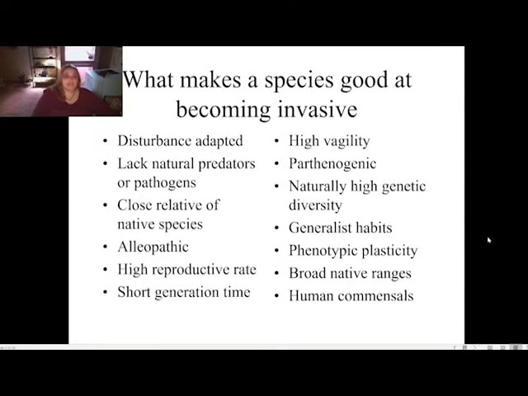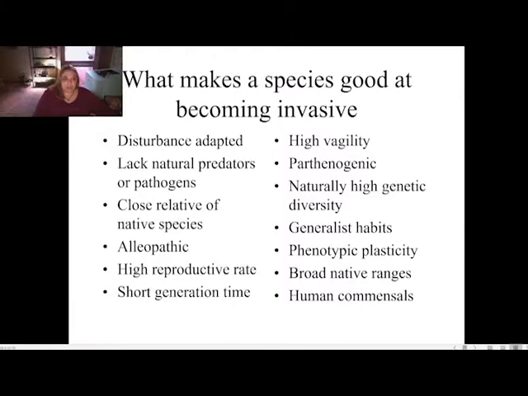So what makes a species good at becoming invasive? What determines this 0.1%? What makes them different from all the other species? There are a lot of characteristics that seem to be common amongst invasive species.